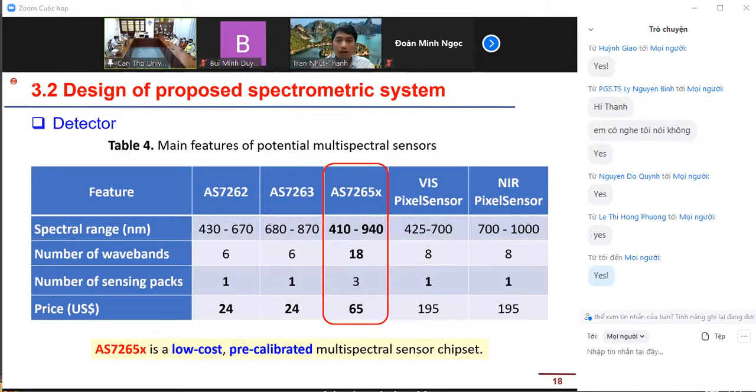And this is the reason I chose a detector, because recently some commercial multispectral sensors are available on the market, and they are different in spectral range, number of wavebands, and price. This table shows the main features of potential multispectral sensors. Based on this table, AS7265x was chosen as the detector in this study because it has a wide spectral range from visible to near infrared, and it's a low-cost device.